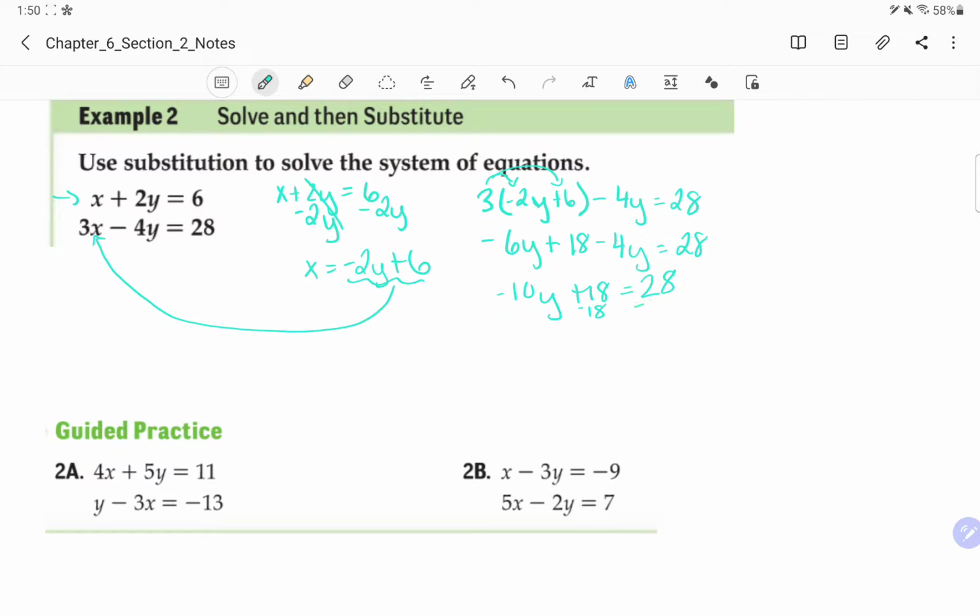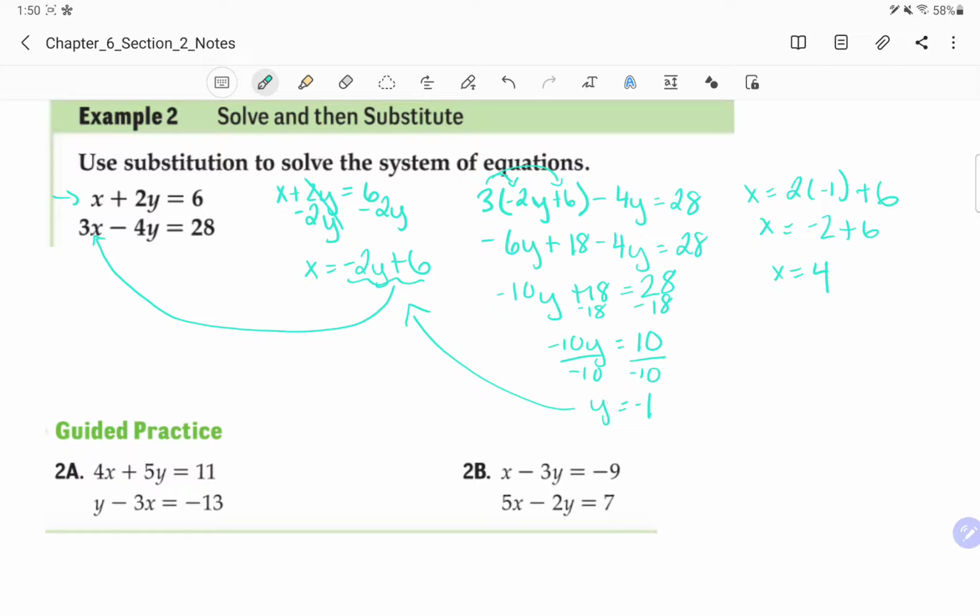Subtract your 18. Negative 10y is equal to 10. Divide by negative 10. And y is equal to negative 1. Take your negative 1 and plug it in. You can plug it in right there. So x is equal to negative 2 times negative 1 plus 6. X is equal to 2 plus 6, which is 8.